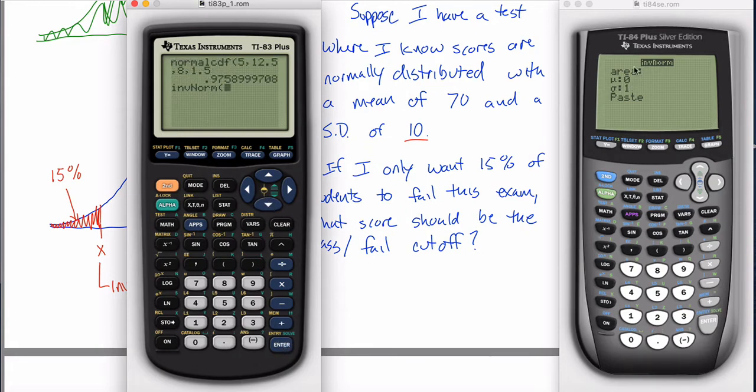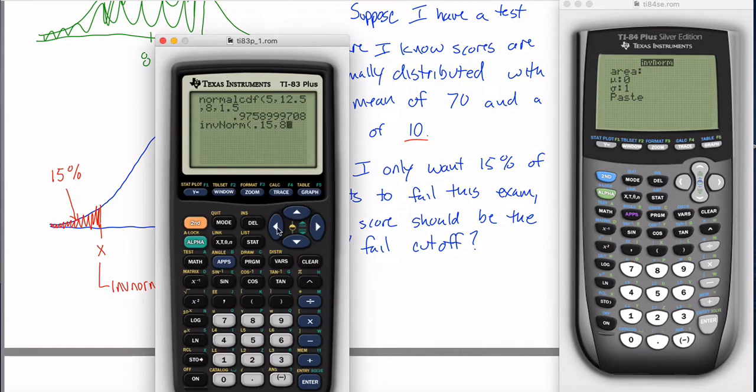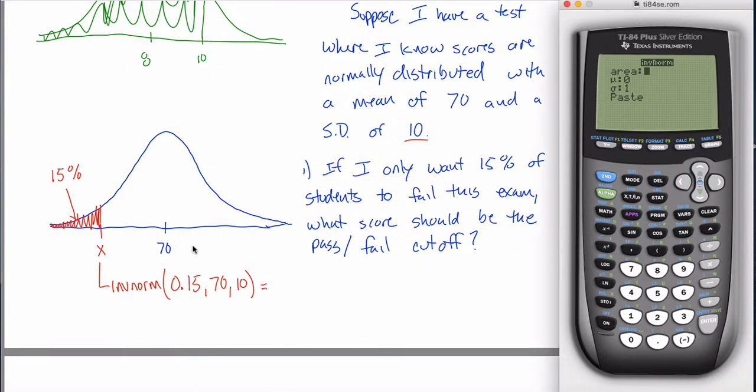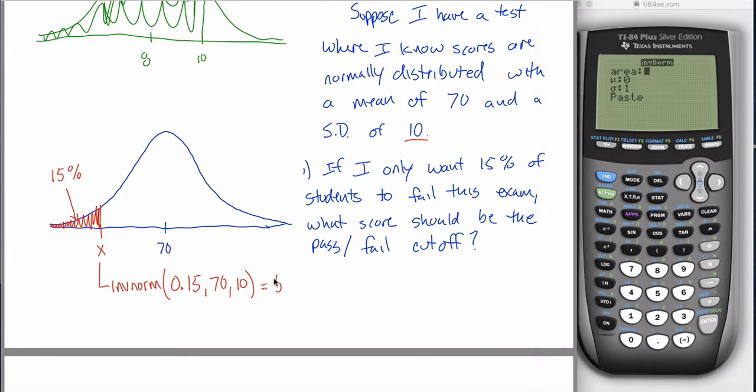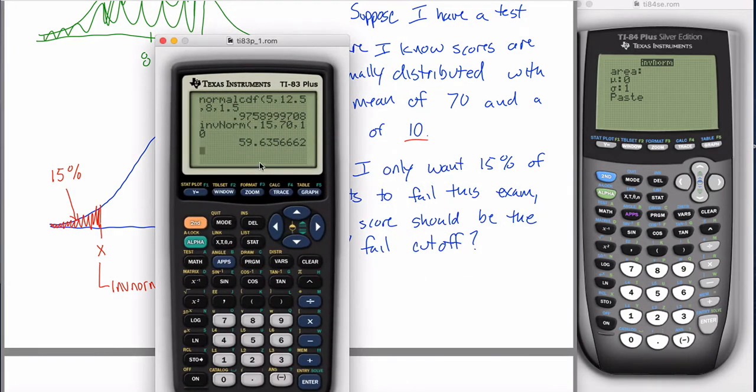The only difference is instead of being prompted for the three arguments that this function is looking for, you just have to have them memorized. You just have to know that the first argument is always the area to the left, so 0.15, then you hit this comma key. The second argument is always the center, so it's 70. It's not 80 in this problem. And then the spread was 10. You hit enter, it spits out the answer. 59.64, I guess if I'm rounding to two decimal places. So this answer is 59.64.